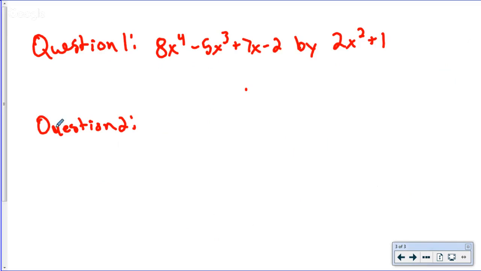And question 2 is, why is synthetic division better than long division?